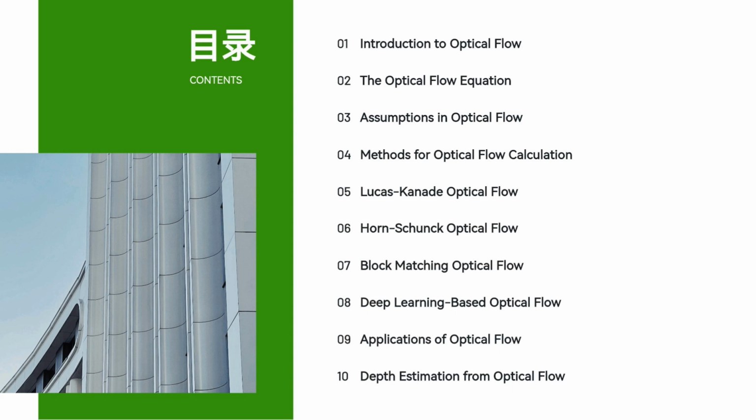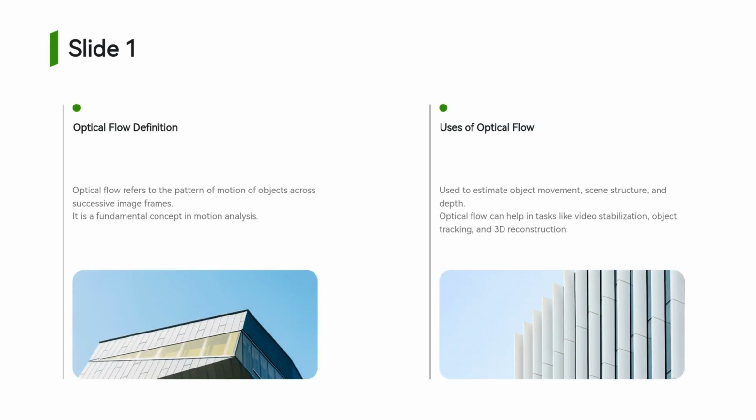Here are the contents. Optical flow is a technique in computer vision that describes the pattern of apparent motion of objects in an image sequence. It is calculated based on the movement of pixel intensities between two or more consecutive frames. Optical flow assumes that object motion between two frames is small and that pixel intensities remain constant over time.